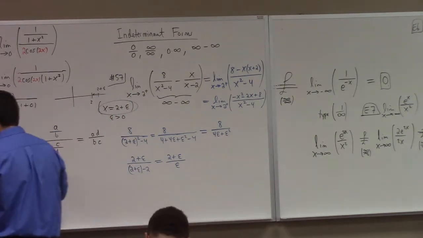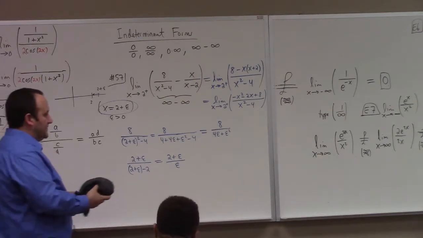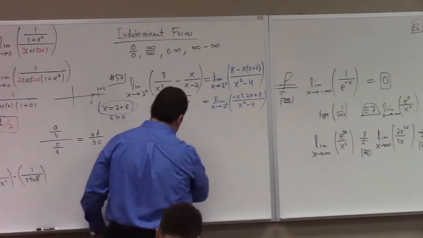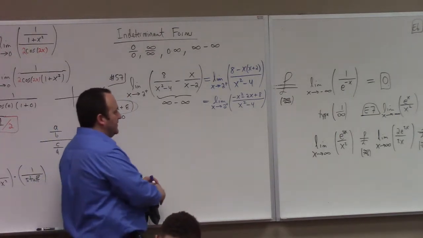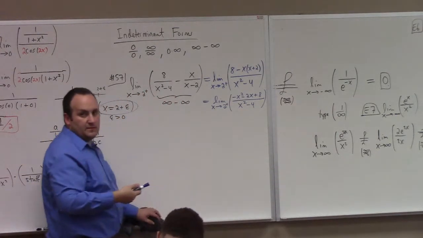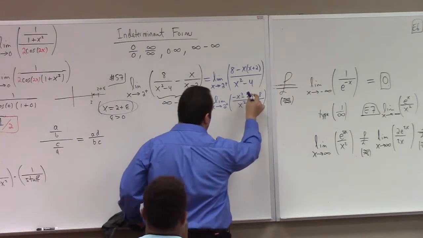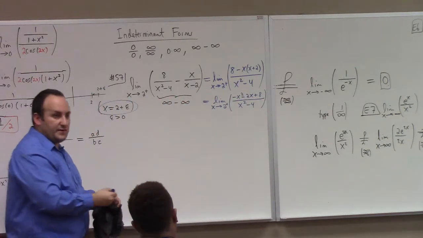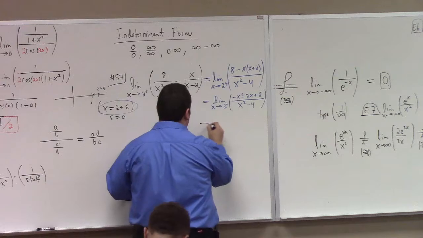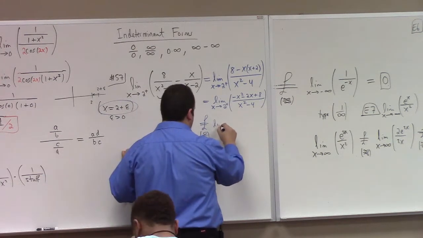Is that 0 over 0? Plug in 2, what happens? If we plug 2 into the bottom, we get 4 minus 4, which is 0. If we plug 2 into the top, we get minus 4 minus 4, which is minus 8, plus 8, which is 0. So this is type 0 over 0. I can apply L'Hopital's rule. Of course, you could also factor, but let's do L'Hopital's rule because it's more fun.